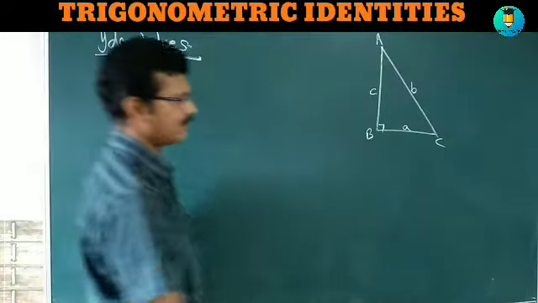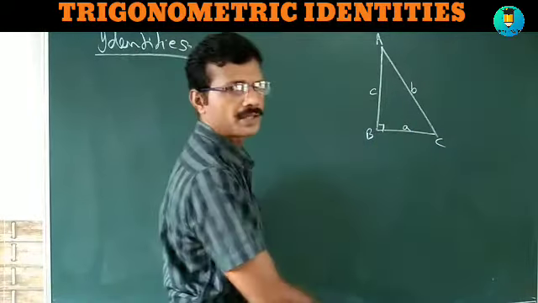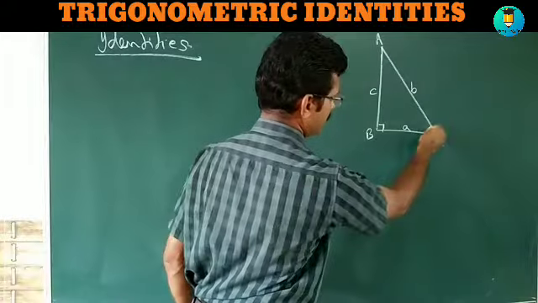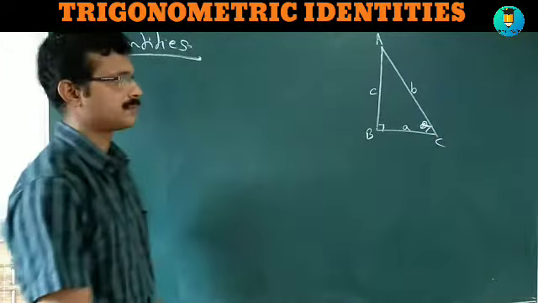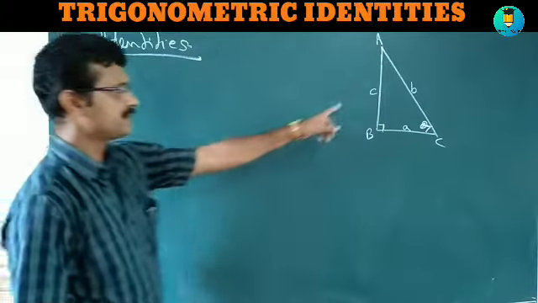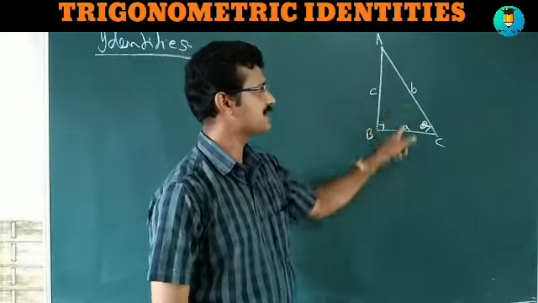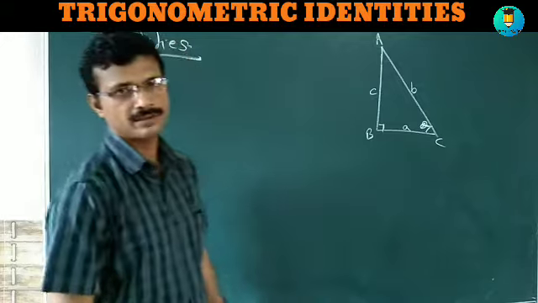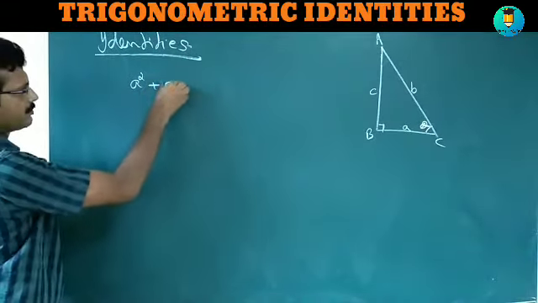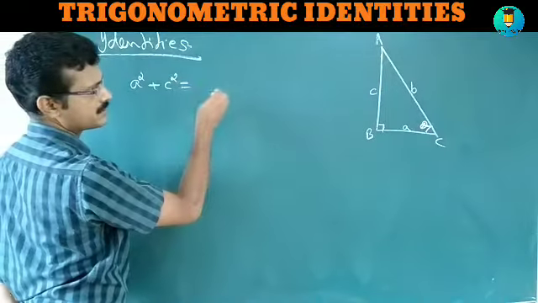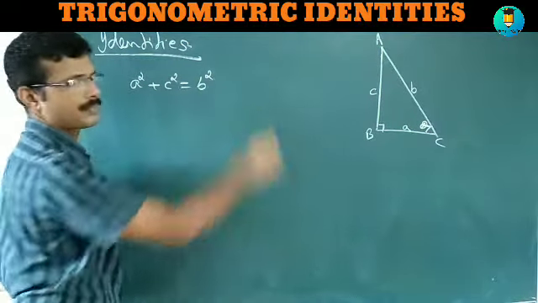I am dealing with one particular angle, one of the acute angles. Let it be this angle. I am taking it as theta. This is theta. Now, if you see these three sides A, B, C, it's a right angle triangle. We can apply Pythagoras theorem. If I apply Pythagoras theorem, I will get A square plus C square is equal to B square.